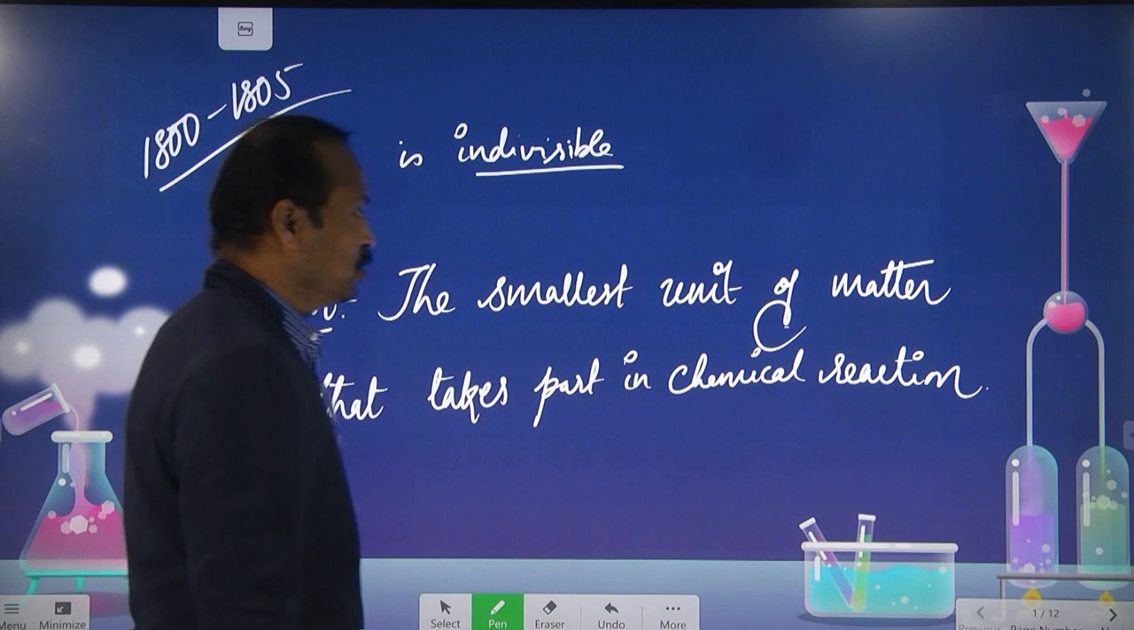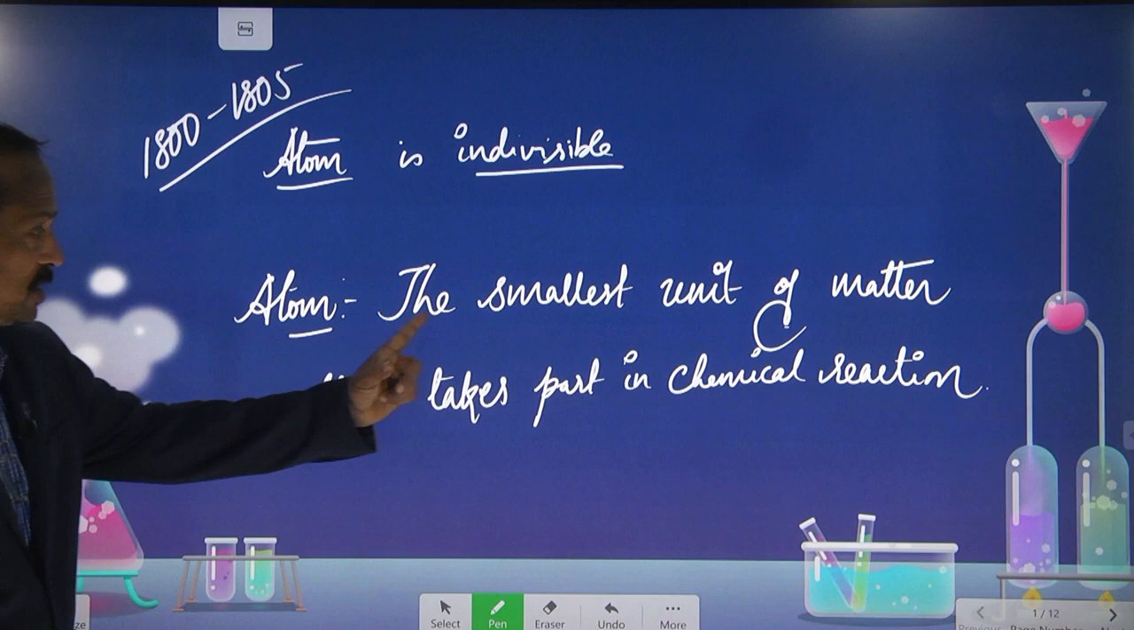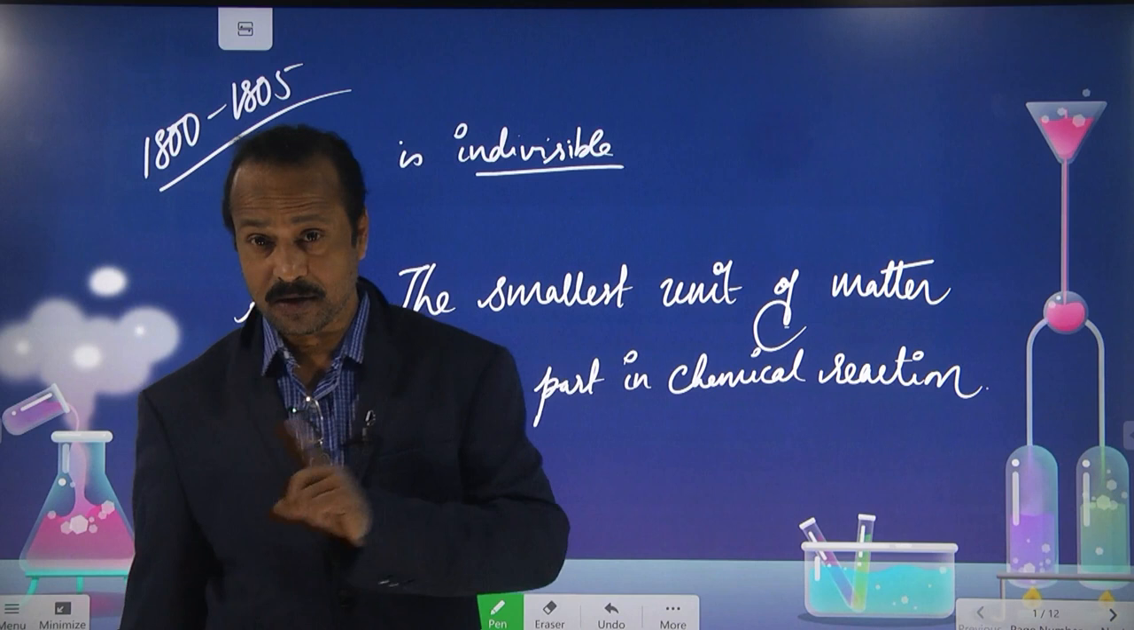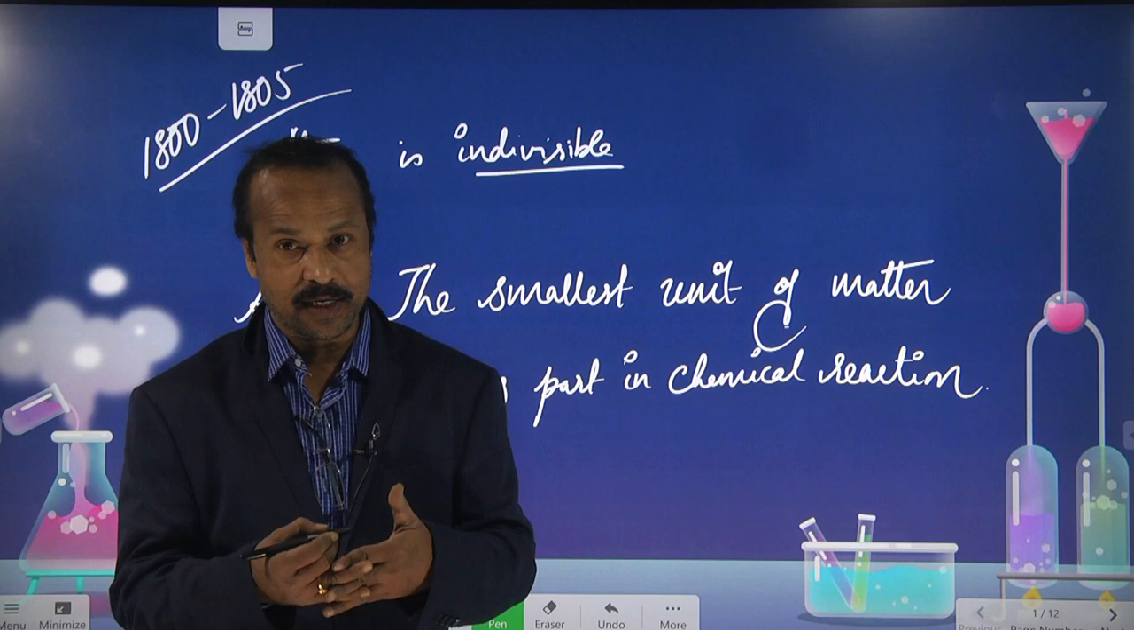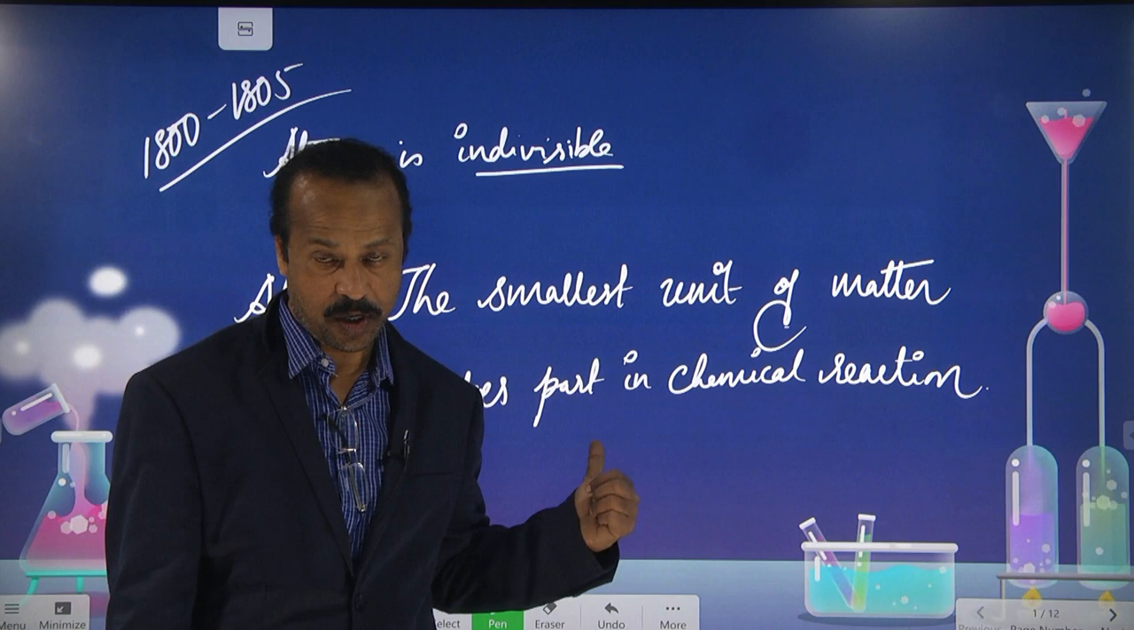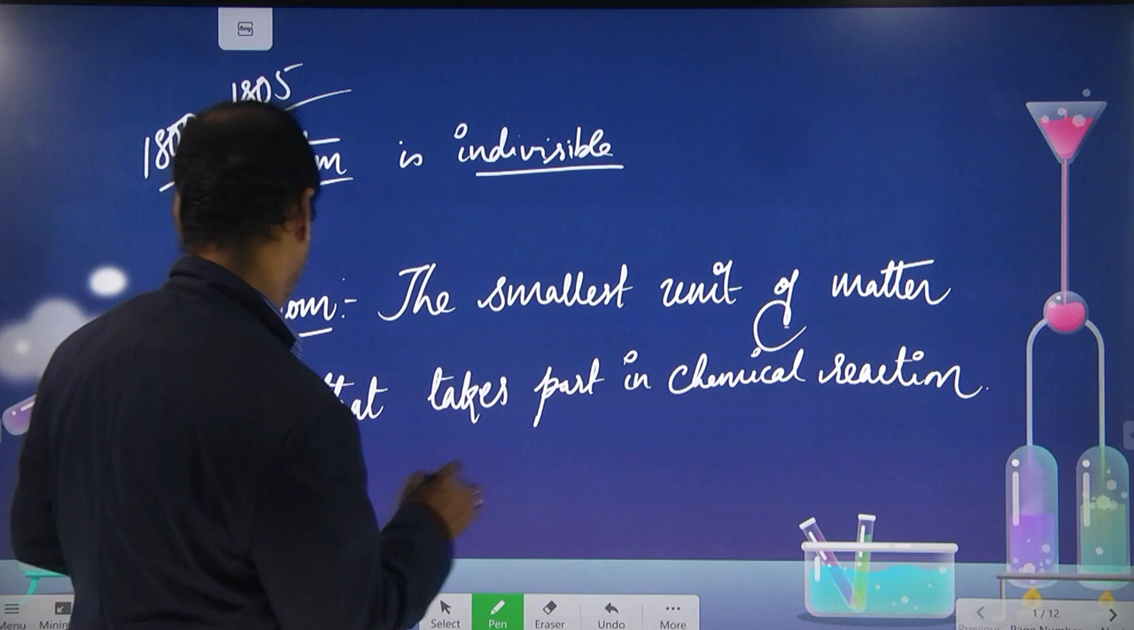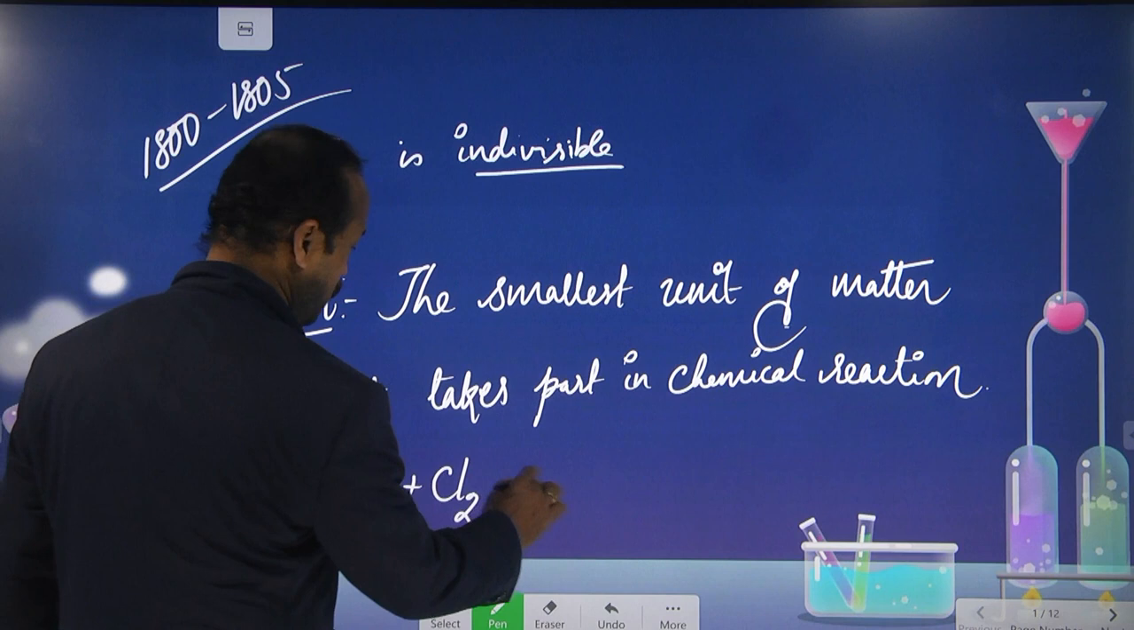At present we can define the atom like this: atom is the smallest unit of matter that takes part in the chemical reaction, but it is not the tiniest particle. Atom is not the tiniest particle, but during chemical reactions, the smallest unit that takes part in the reaction is the atom. For example, hydrogen molecule, that is H2, reacting with chlorine, forms 2HCl. So what's happening here?